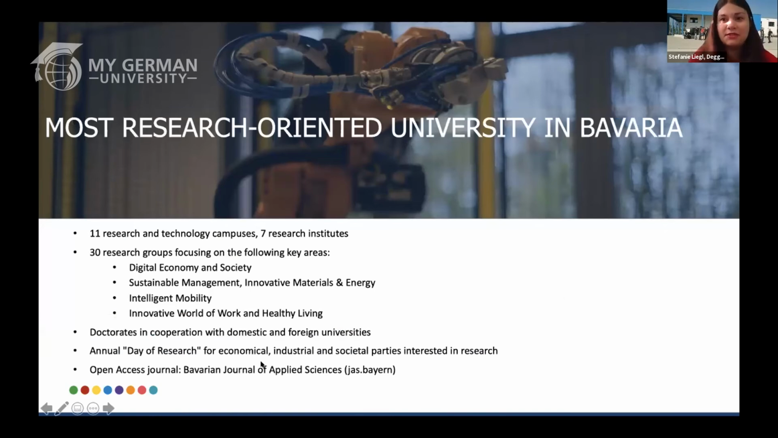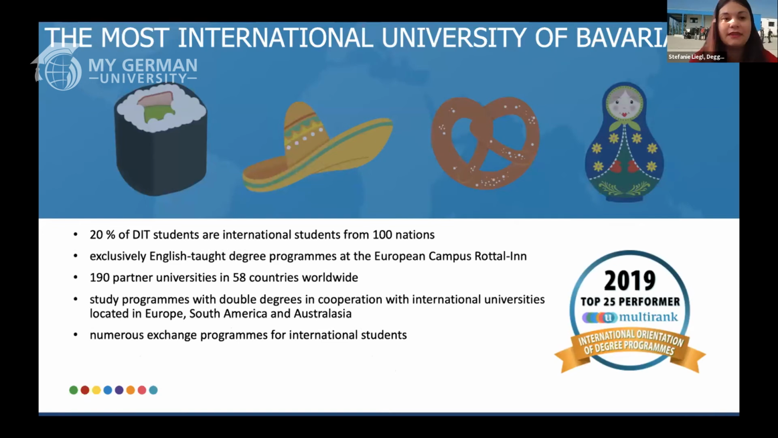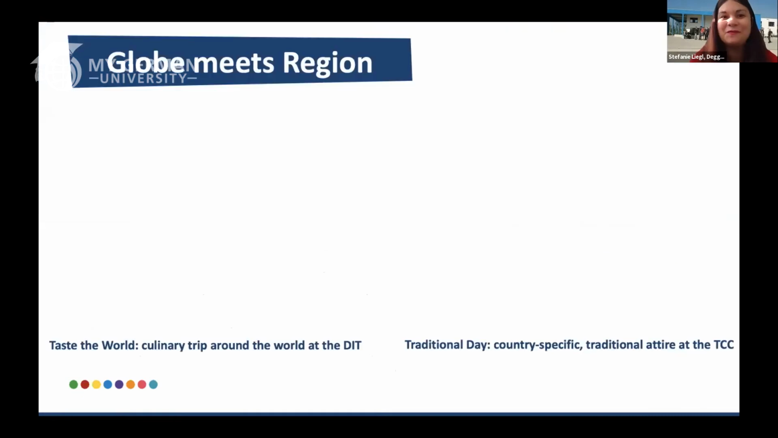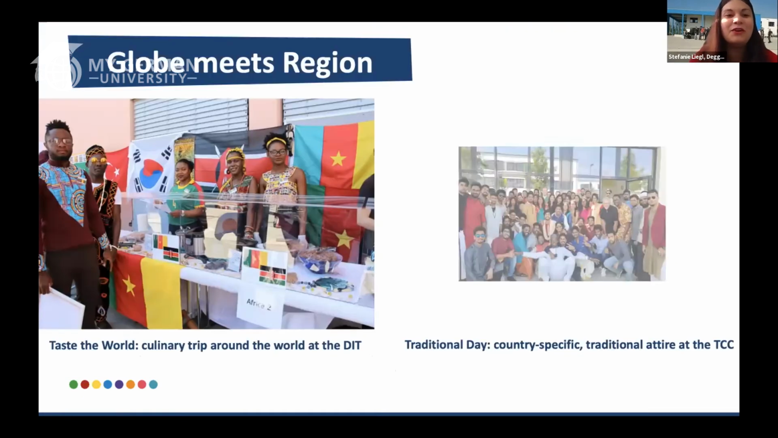Also, the Deggendorf Institute of Technology is the most research-oriented university throughout Bavaria because of our unique concept of research and technology campuses, which are all affiliated to the Deggendorf Institute, but are focused on different fields. Next slide, please. We are also the most international university with approximately 20 to 30% of students coming from all over the world. Also, we have a lot of English taught programs only, and also a vast network of partner universities throughout the globe. Next slide, please.